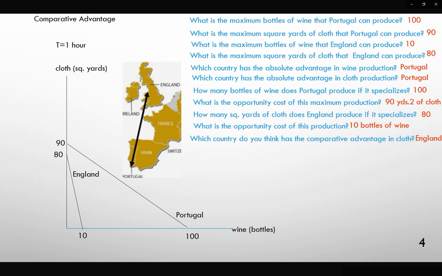Actually, it would depend on how much cloth and wine are worth to the world. So we can't actually say that. We cannot say definitively that comparative advantage will make the world better off. They rig examples in the textbook, explanations and demonstrations of comparative advantage, so you don't notice that.